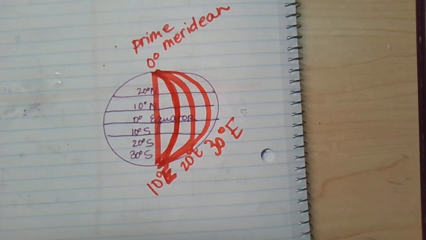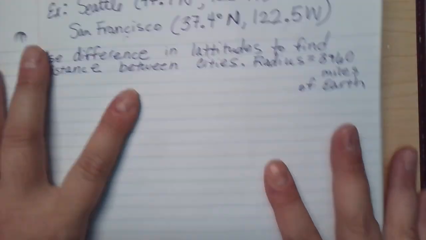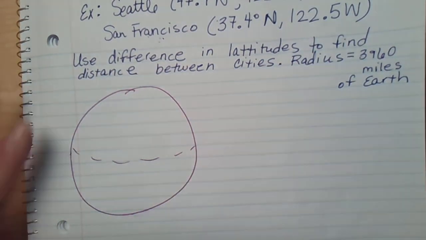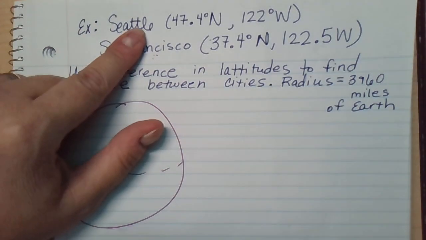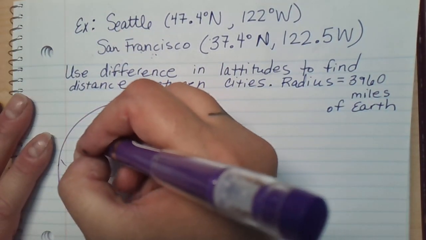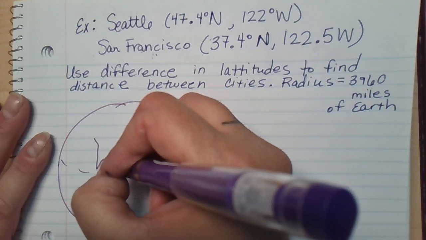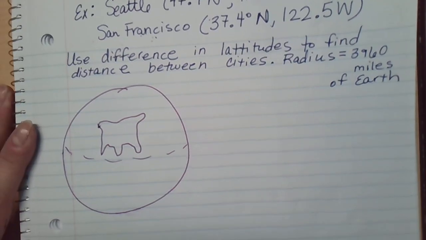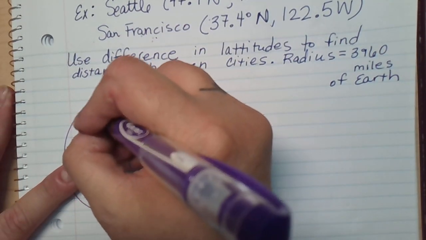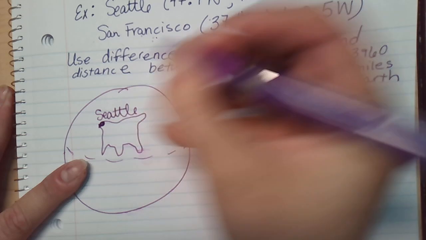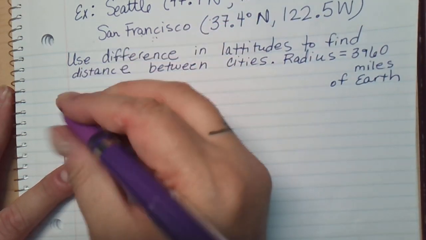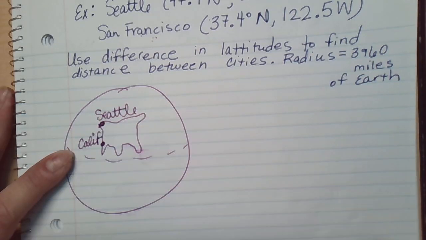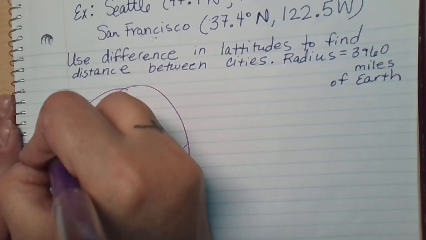Okay, so now that we have a basic understanding of latitude and longitude, let's go back to this picture. So we're talking about the Earth. Here's the equator. Okay, let's think about where Seattle and San Francisco are. Let's pretend that's America. Seattle is way up here, right? San Francisco is actually south of it. It's in California, and that makes sense because it's on the California side.